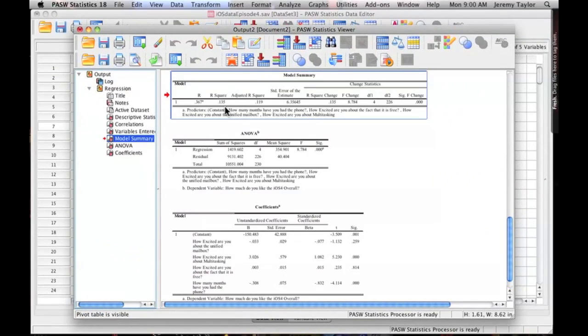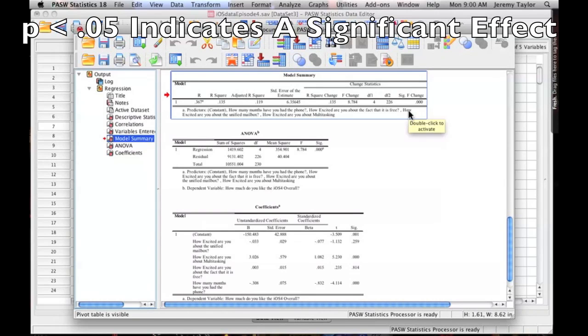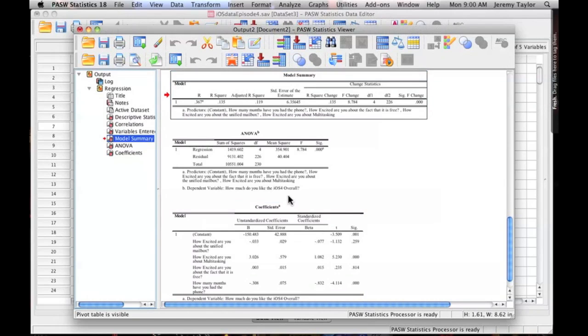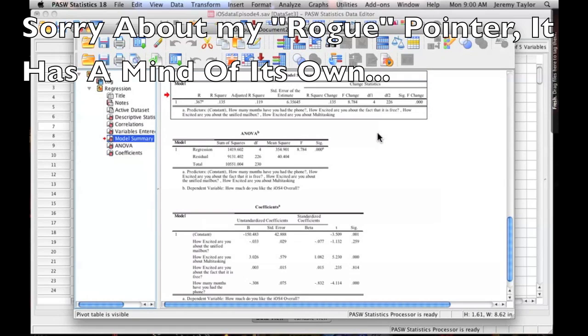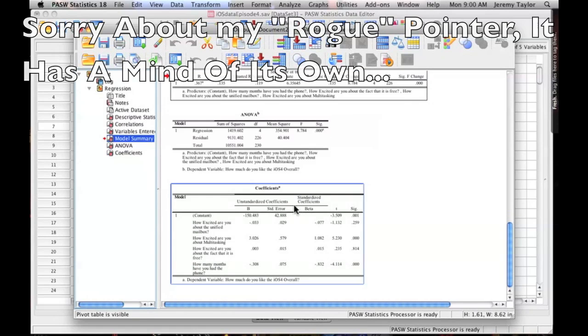Alright, next we have our model summary. First we have our R-square, which is the percent of variability explained. You see right here, not terribly high, in the teens. And then the significance statistic for that R squared. So it wasn't real high, but it was significant, below 0.05. That just means that all of our variables together did explain a significant amount of the variability of our dependent variable. The ANOVA table essentially tells a similar story.